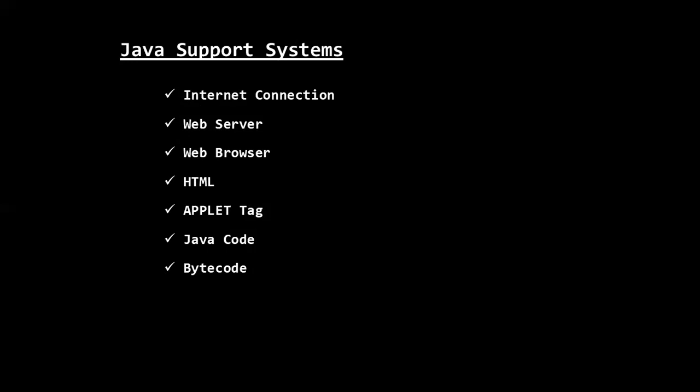HTML. A language for creating hypertext for the web. Applet tag. For placing Java applets in HTML document. Java code. Java code is used for defining Java applets. Bytecode. Compiled Java code that is referred to in the applet tag and transferred to the user computer.